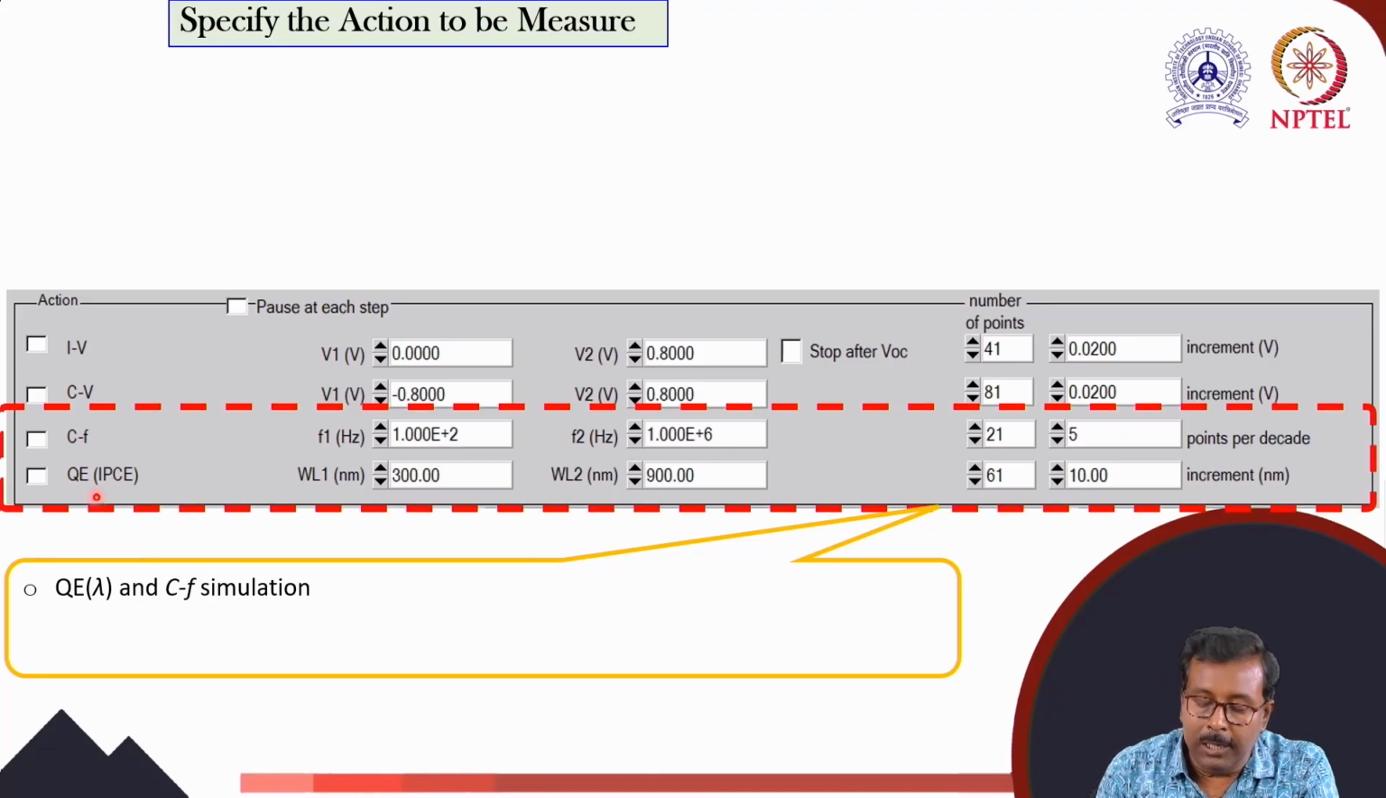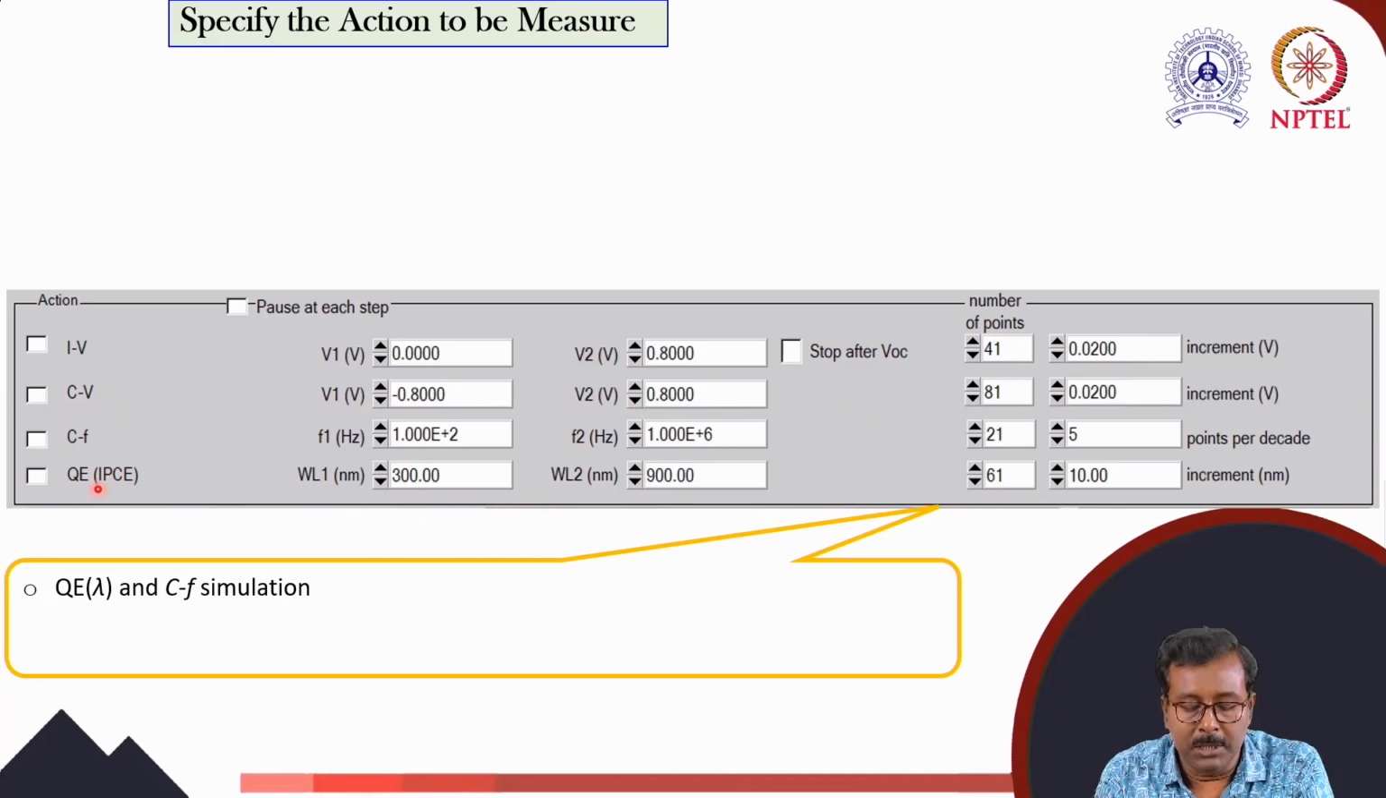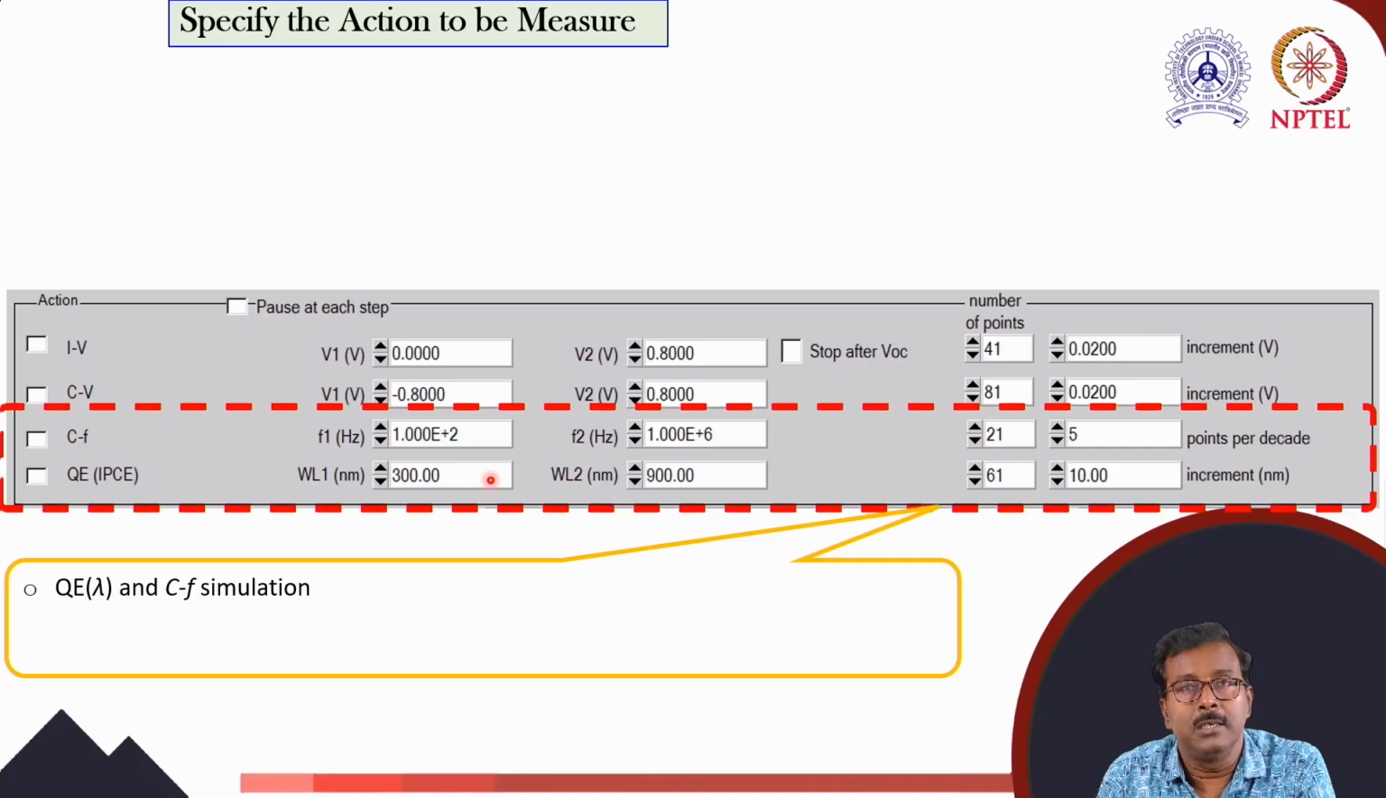And for quantum efficiency, there is a value you have to mention, that is wavelength 1, WL means wavelength 1, which wavelength to which wavelength, because the quantum efficiency, the spectral response, is wavelength specific. For a particular wavelength, internal power conversion efficiency, sometimes also called IPCE. The wavelength range also you have to specify, and for each wavelength it will calculate and show you. And the points also, and the increment in nanometer steps. Suppose 300 nanometer to 900 nanometer, but what is the incremental step? 10. So 300, 310, 320, in this way it will give the result.